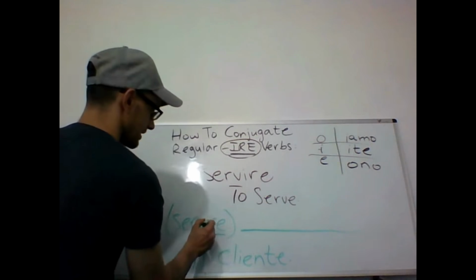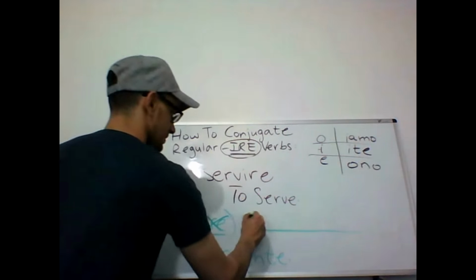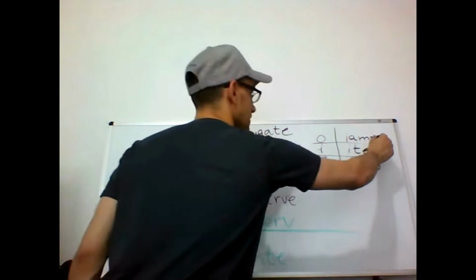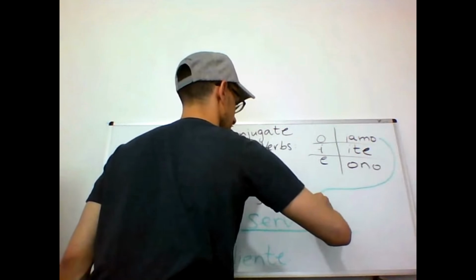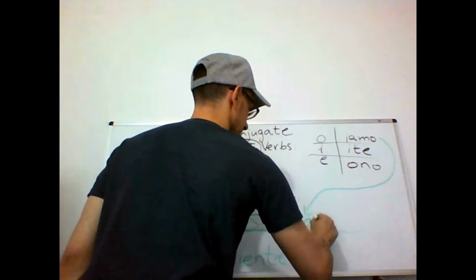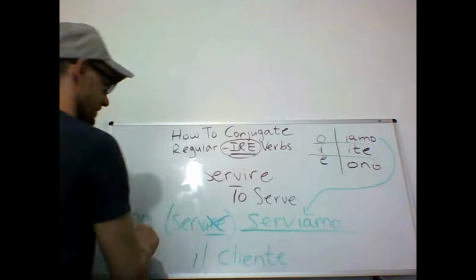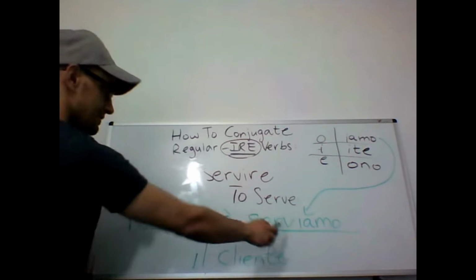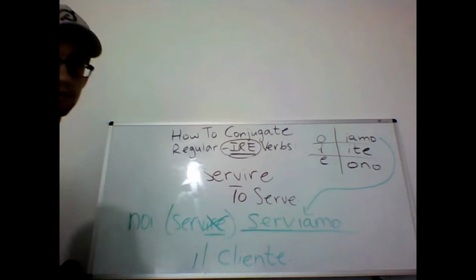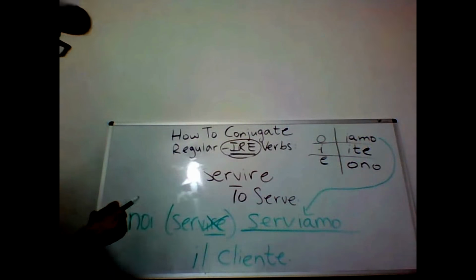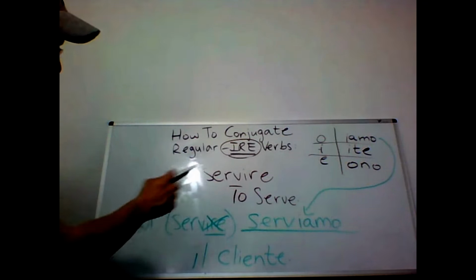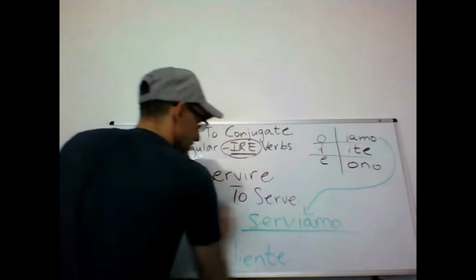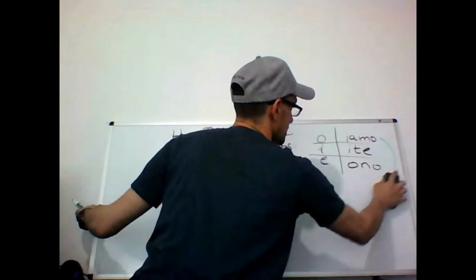So we have our IRE. Get rid of it. We're left with this. What do? Drag it. Noi serviamo il cliente. We serve the client. Noi serviamo il cliente. We serve the client. On to the next one.